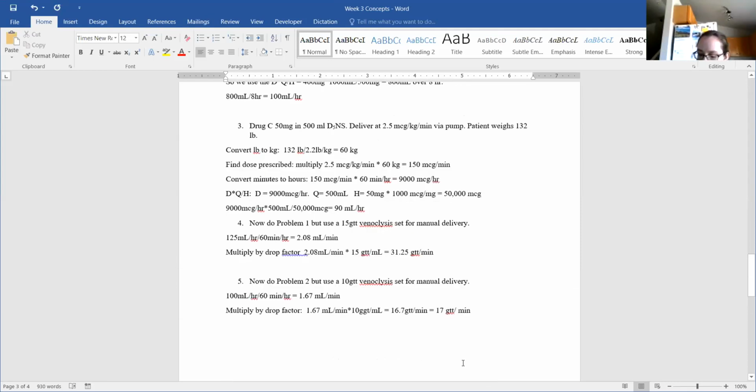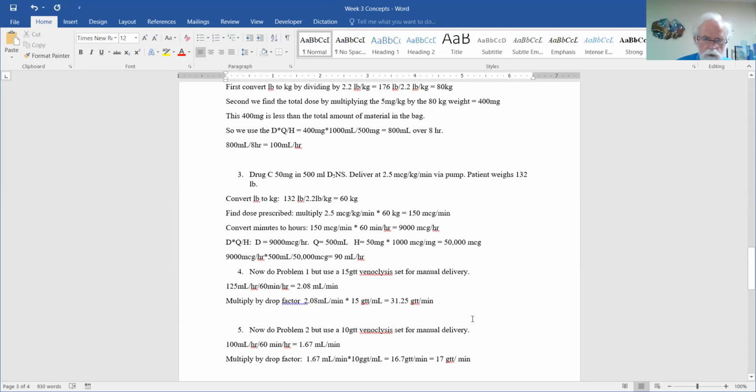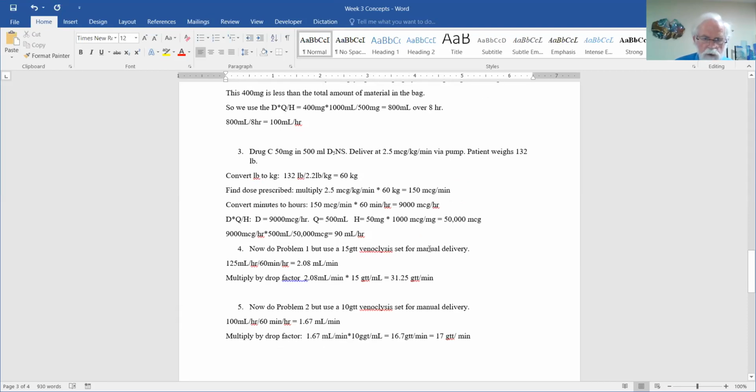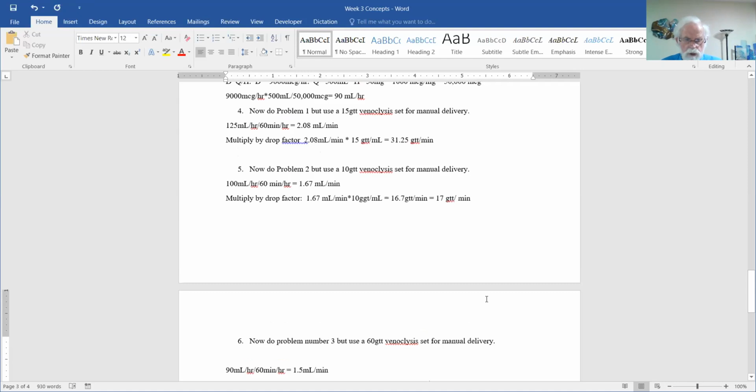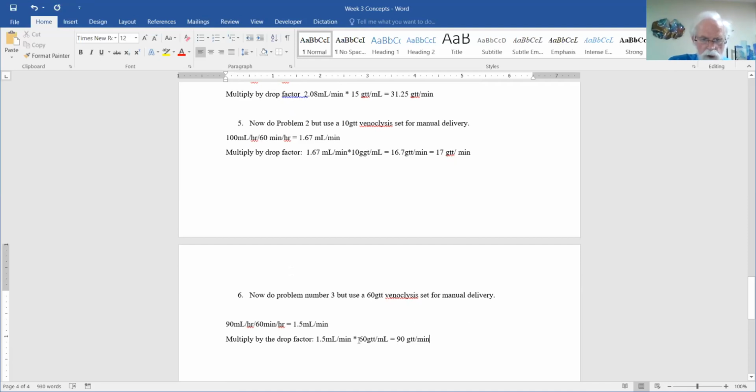Now, I'm going to point out something here. 90 milliliters per hour and 90 drops per minute. It turns out that when you're using the micro set, the number of drops per minute is equal to the number of milliliters per hour. That is just a mathematical relationship because we divided this by 60 minutes per hour and then multiplied it by 60 drops per milliliter. So basically, we reversed this calculation.